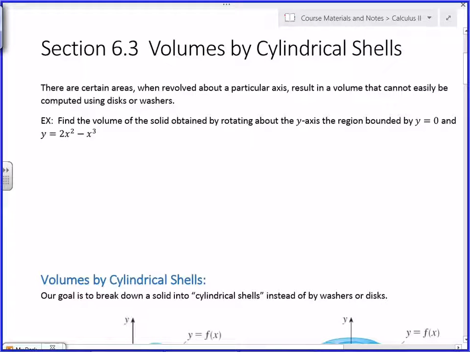We're going to find the volume of the solid that's obtained by rotating about the y-axis a region bounded by y equals 0 and the curve y equals 2x squared minus x cubed. All right, so I'm going to draw this picture for you. If you're working on this on your homework, you go to your graphing calculator or Wolfram Alpha to graph something like this. I've done that in advance, and the shape of the curve looks something like a parabola, and it turns around and goes like that.